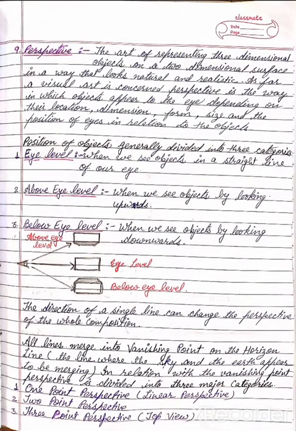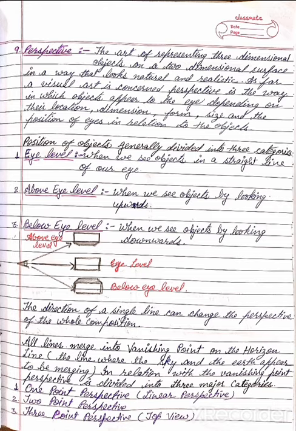Now, next element of art is perspective. The art of representing three-dimensional objects on a two-dimensional surface in a way that looks natural and realistic. As far as visual art is concerned, perspective is the way in which objects appear to the eye depending on their location, dimension, form, size, and the position of eyes in relation to the objects.